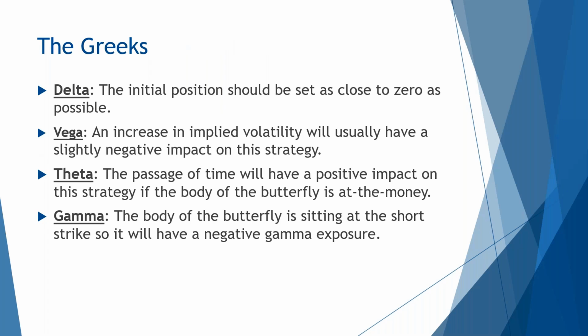As far as our Greeks are concerned, we're not going to go into a lot of detail on this, but really we want to select a body where the strike price is close to the current price, or a price that we really believe the price is going to gravitate around. And this will achieve that delta neutral.